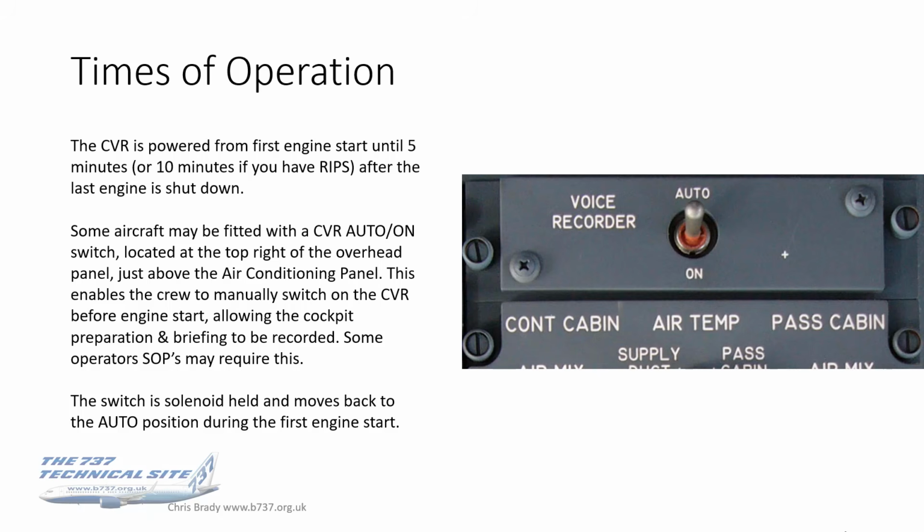Some aircraft have got this panel that you see here, which is the auto on switch. It's on the top right of the overhead panel, just above the air conditioning panel, and this enables crew to manually switch on the CVR before engine start. And some airlines, certainly the airline I was with, mandated the crew do this as part of the cockpit preparation, so that all the checks and briefings and what have you can be recorded. That switch is solenoid held, and that will click back to the auto position during the first engine start. I say around about 55% N2 from memory.